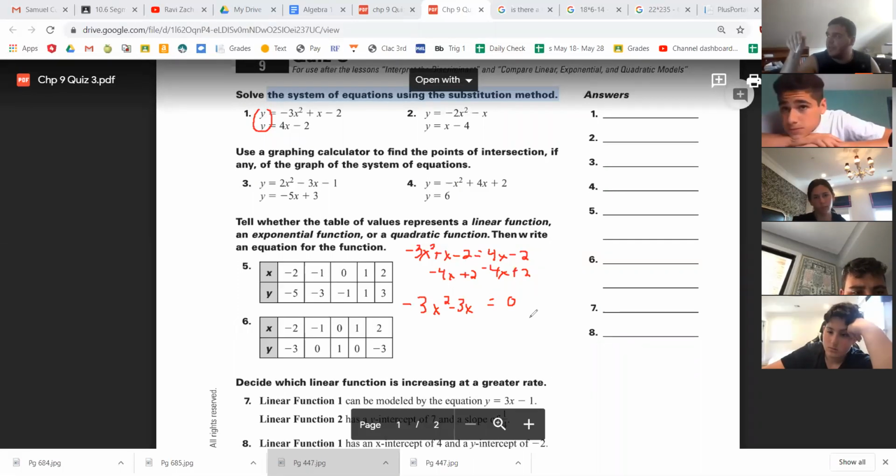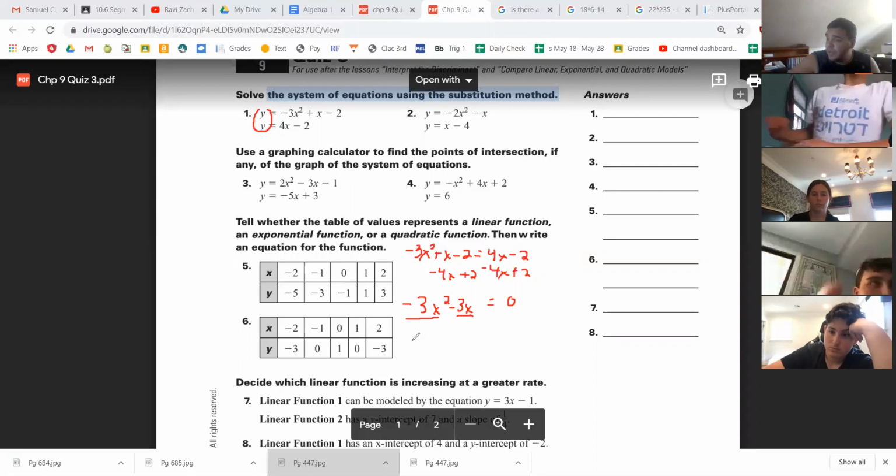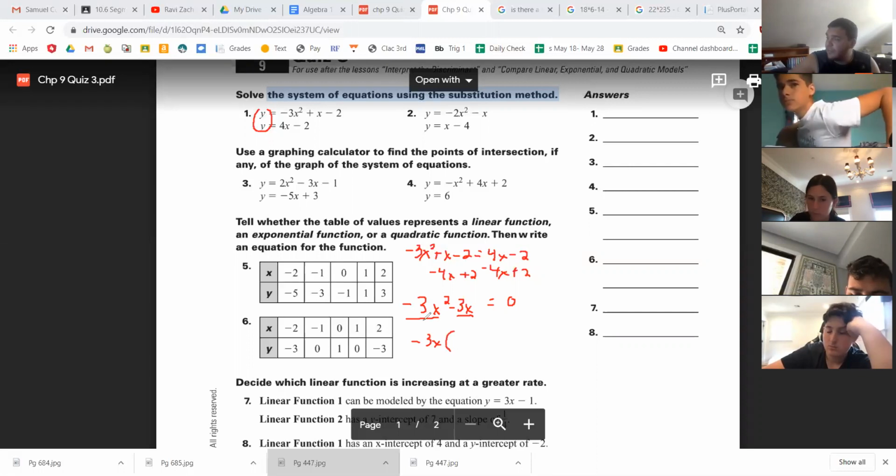Usually you're not allowed to do that because the x's prevent that. But since there's nothing on the side that doesn't have the x, I can take out what's in common here. And what's in common between negative 3x squared and negative 3x is going to be negative 3x. So I'm going to put a parenthesis like this and divide both of these by negative 3x. This should feel familiar. It's a while back, but that's one method you could do.